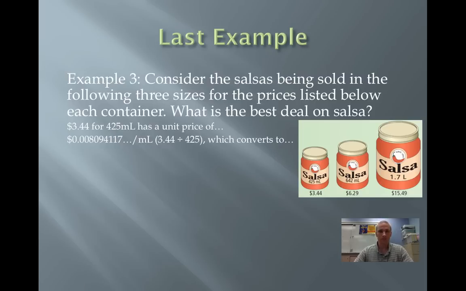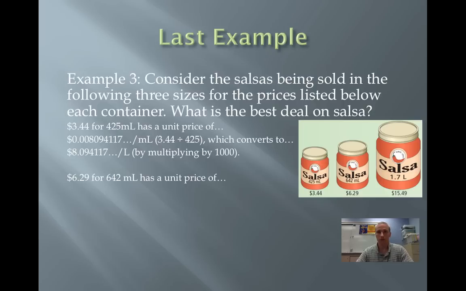So let's convert it by multiplying by 1,000. Changing 1 milliliter into 1,000 milliliters by multiplying by 1,000, now we've got a liter. Do the same thing for the first term, multiply by 1,000. You get $8.09 approximately as the price per liter.